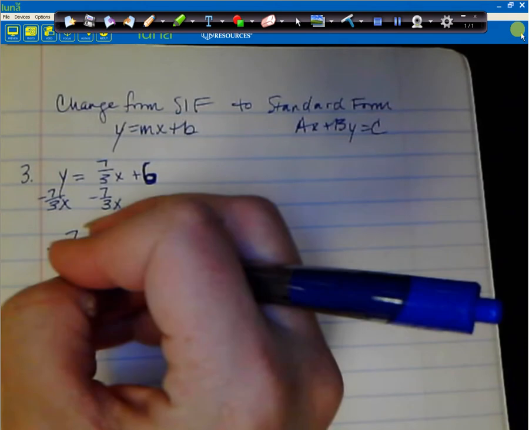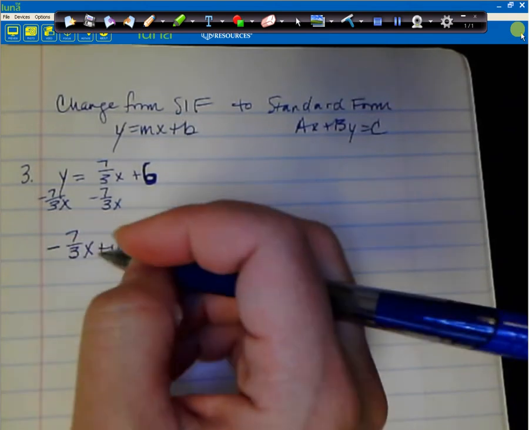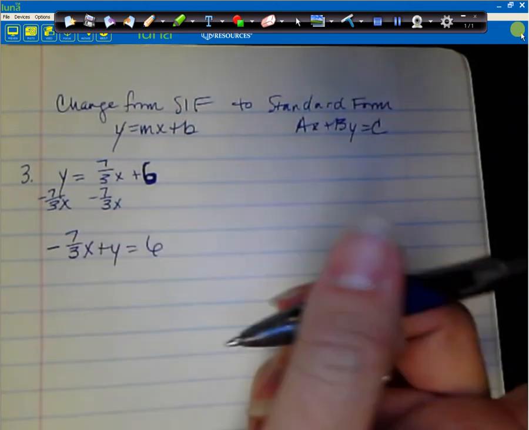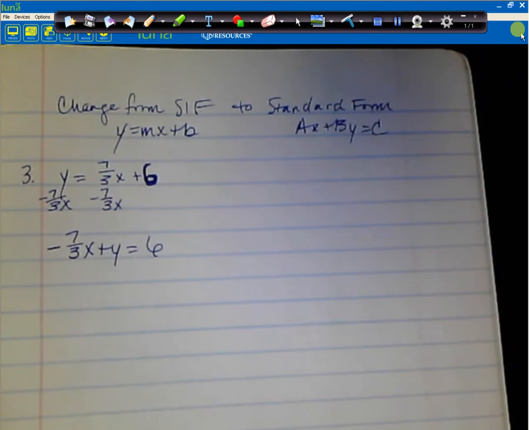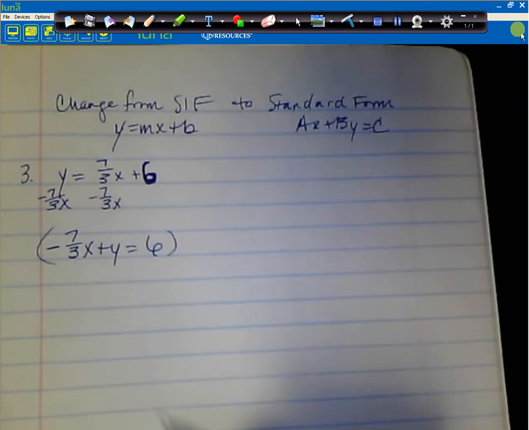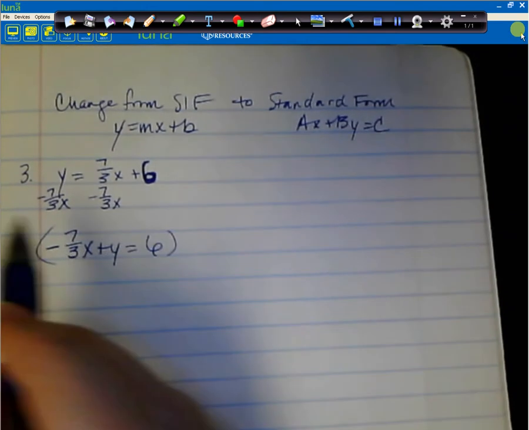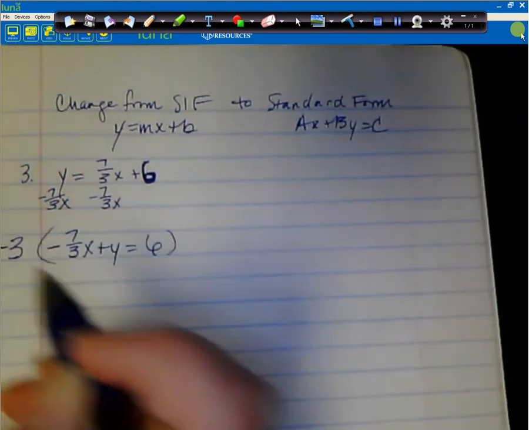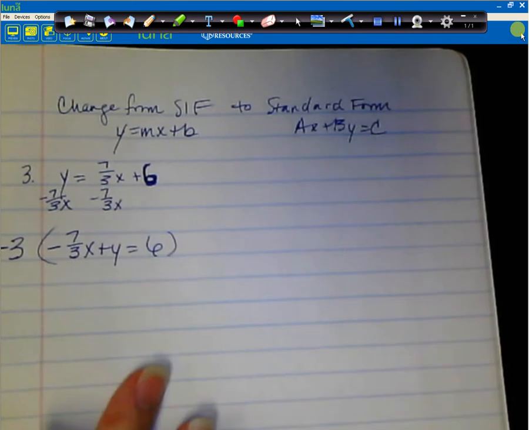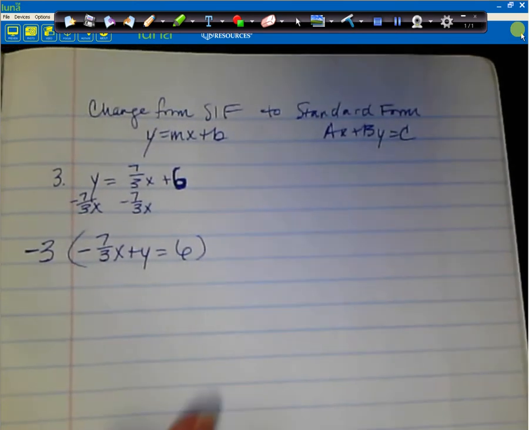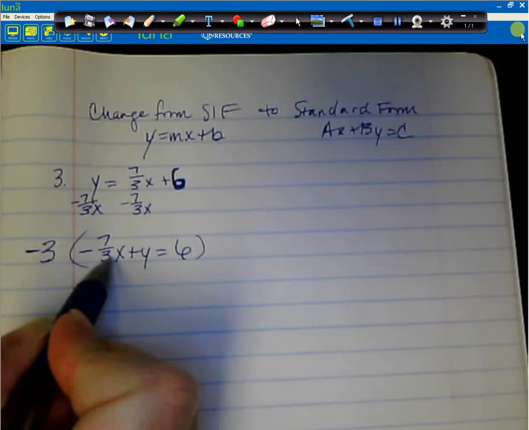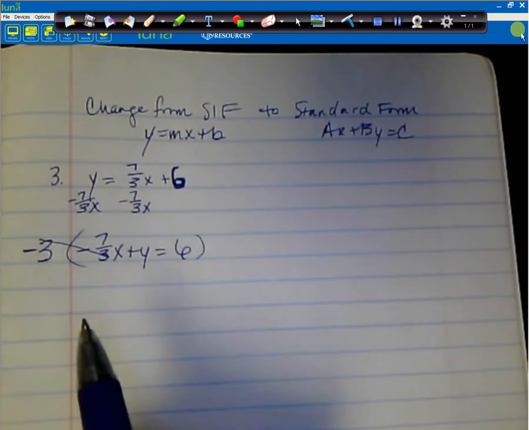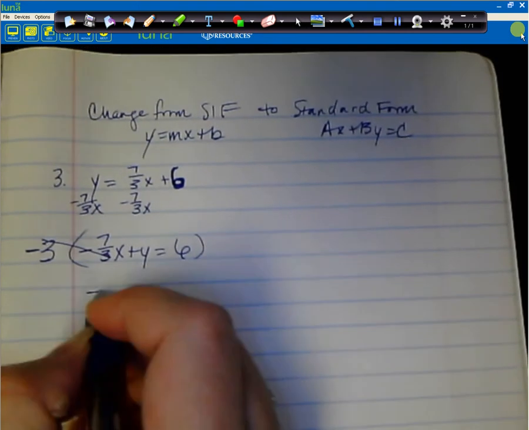I have a negative and a fraction for my a. It cannot be negative or a fraction. So I'm going to go ahead and get rid of both that negative and that fraction at the same time. Instead of just multiplying by the denominator like I did in the last problem, I'm going to multiply by the denominator, but I'm going to do it as a negative 3. So I'm going to multiply by a negative 3, which is going to cancel both the 3 in the denominator and the negative. So it's going to give me 7x.